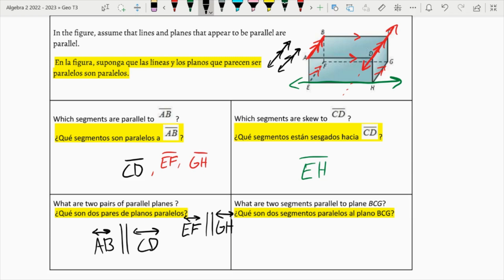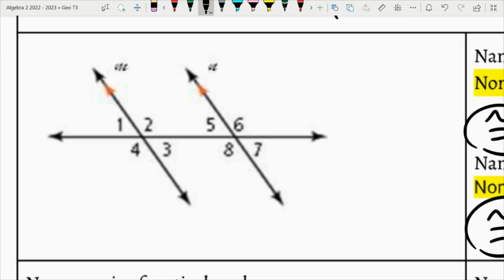Okay, what 2 segments are parallel to plane BCG? So plane BCG is going to be the back of the box back here. Okay, it's the side of the box that has BC and G, so it's the back of the box. Okay, so what are parallel to that plane? Well, let's see, AD is a segment that is parallel to that plane because it will never cross that plane. Also, we could do EH. Okay, so just thinking about it 3-dimensionally. When you do your Delta Math assignment, this is where you're going to get most of your info.